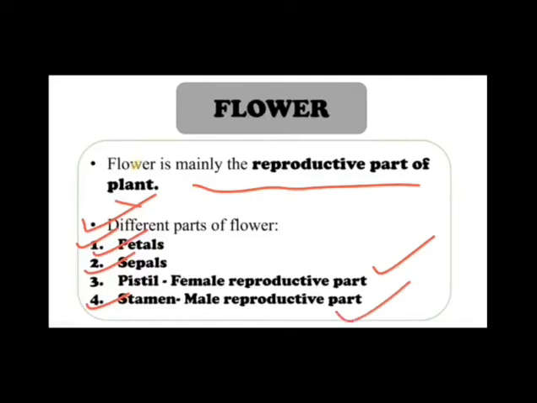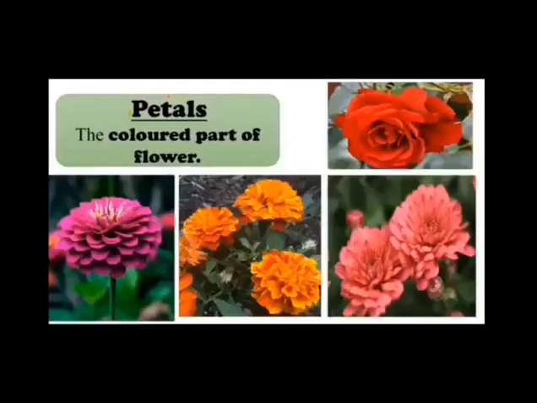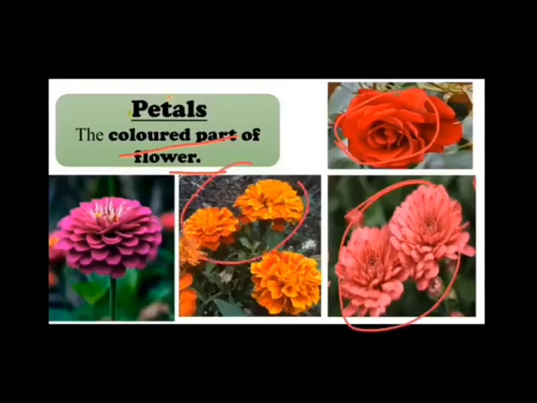So the colored part of the flower, can you see this red part, this pink part, this yellowish orangish part, this magenta part? All these colored parts of the flower are known as petals. So the colored parts of the flower are known as petals. And now what are sepals?